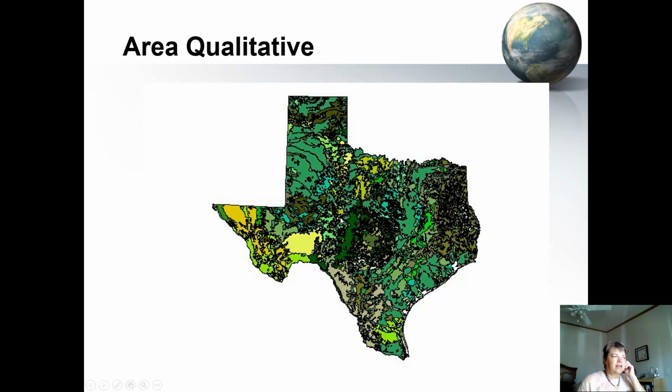Here's an area qualitative map. It doesn't really have a scale going from dark colors to light colors. This is a soils type map. It shows the different soils type, and it's color coded, not so much like the choropleth map, which goes based on the categories of scale, categories by number. This one goes by soil type.